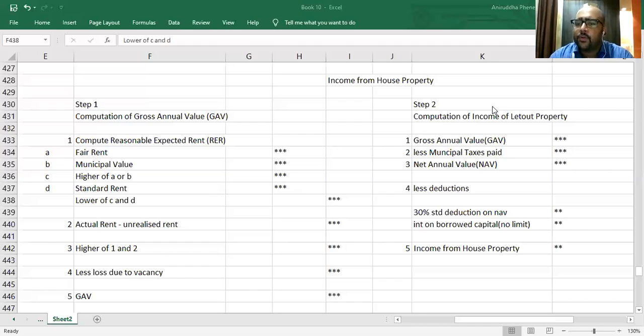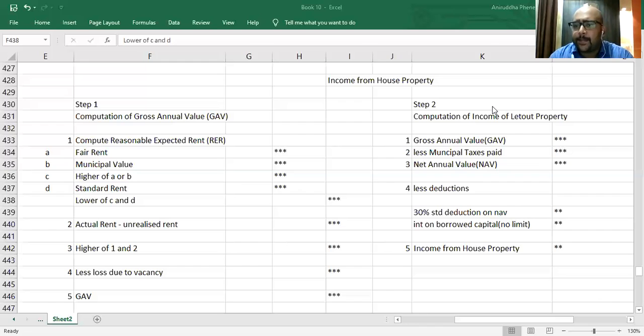Subtract deductions from the NAV, you get two deductions. One is standard deduction on the NAV of 30%, and second deduction is interest on the capital borrowed on that house property. There is no limit on the interest in the case of let out property. After subtracting deductions from the NAV, what you get is the income from house property. That is, in this case, the income from let out property.